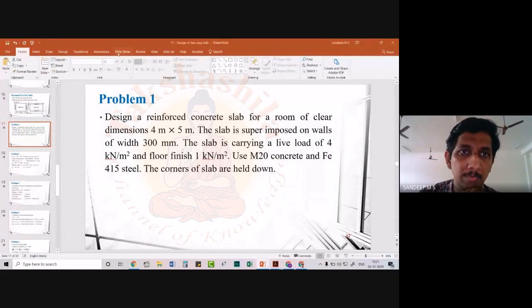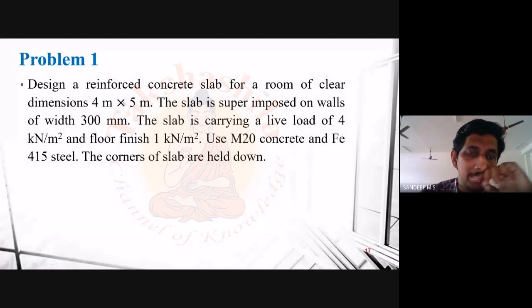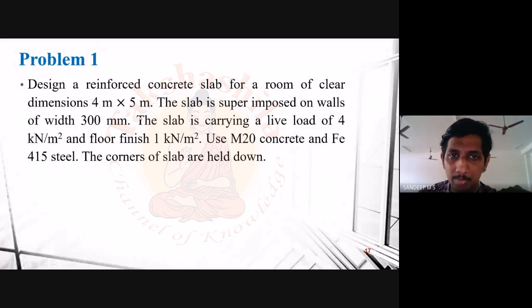Okay, so this was the problem which we were discussing. Basically, we were having a slab, a room of internal dimension 4 meter by 5 meter, and we are supposed to design a slab for that. And it is mentioned that the slab is superimposed on walls having width. So basically, the width of support is given to you, and the same is 300 millimeters.